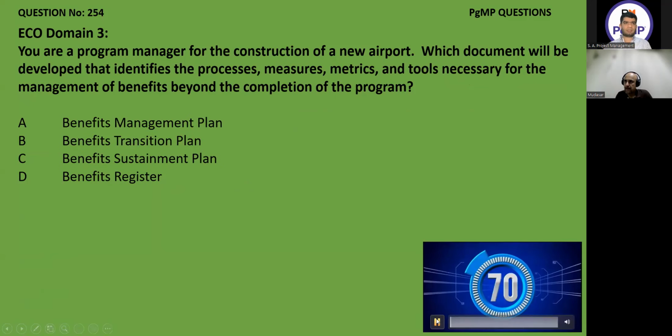You're a program manager for the construction of a new airport. Which document will be developed that identifies the processes, measures, metrics, and tools necessary for the management of benefits beyond the completion? This would be the benefit sustainment plan, because of beyond the completion of the program. Whenever he talks to you about anything beyond the completion of the program, it means my life cycle has finished. It is going in the benefit sustainment domain. Simple.